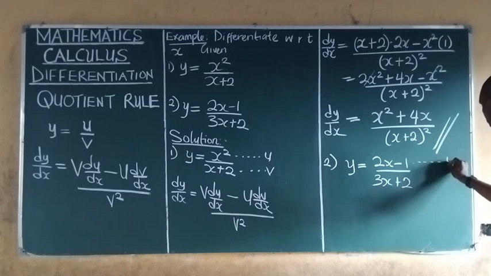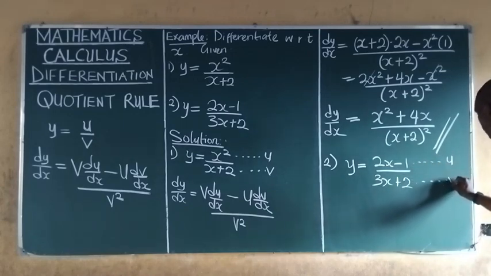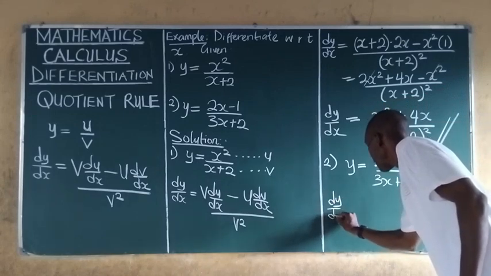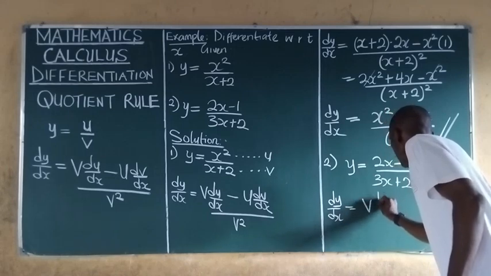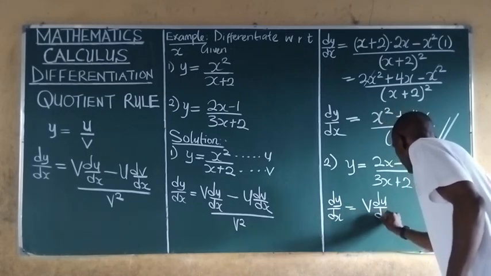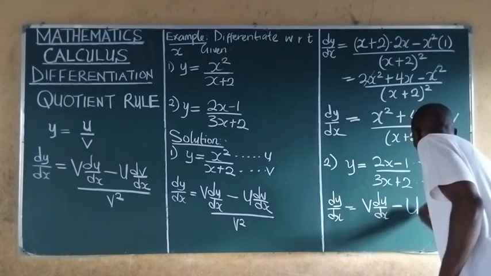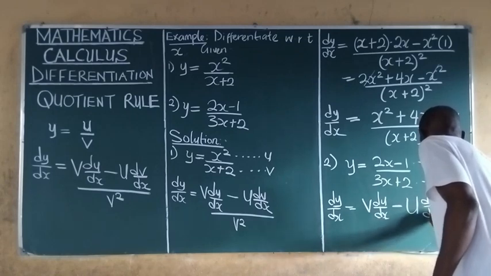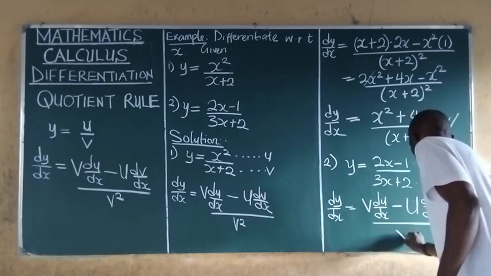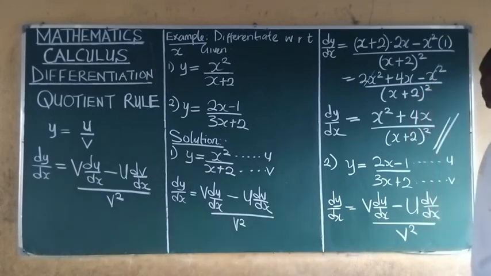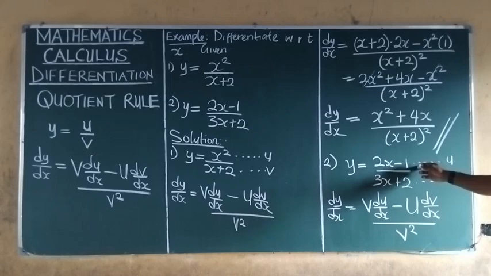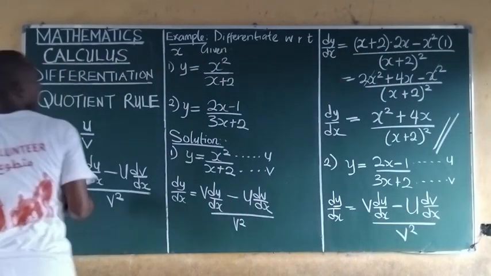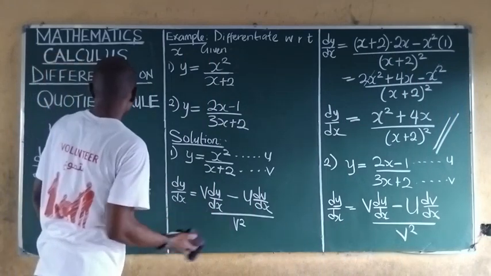3x plus 2. We take this as our u, and we'll take this as our v. We'll also rewrite the formula, dy over dx is equal to v du over dx minus u dv over dx all over v squared. So we substitute the values for u and v into this and differentiate where possible.